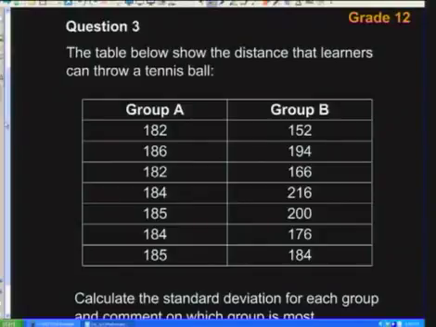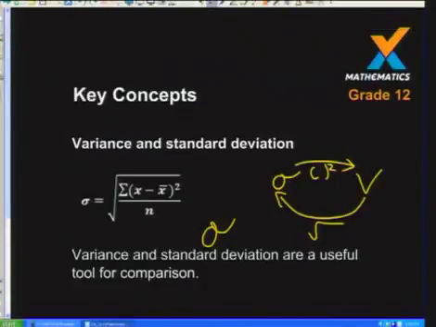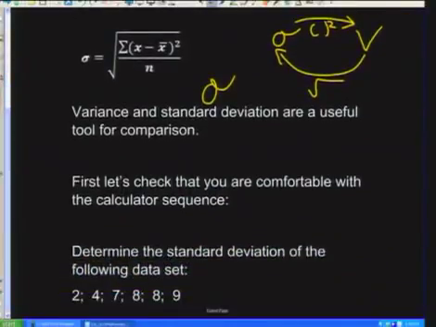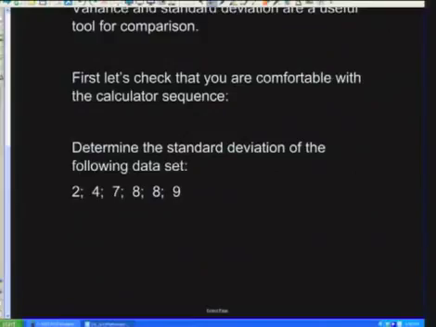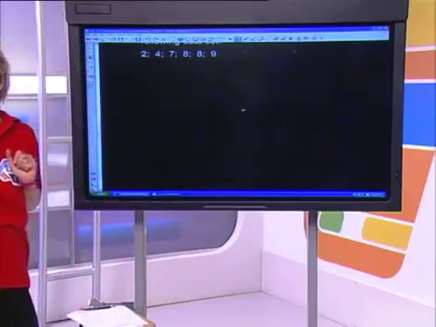All right. Now, there was a question earlier on, people wanted me to calculate variance and standard deviation rather, using both the calculator and the manual method. So I'm going to do that now. And I'm going to do that on a very small data set. So I've got a data set that goes 2, 4, 7, 8, 8, 9. Right. So I want to calculate the standard deviation for these pieces of data.